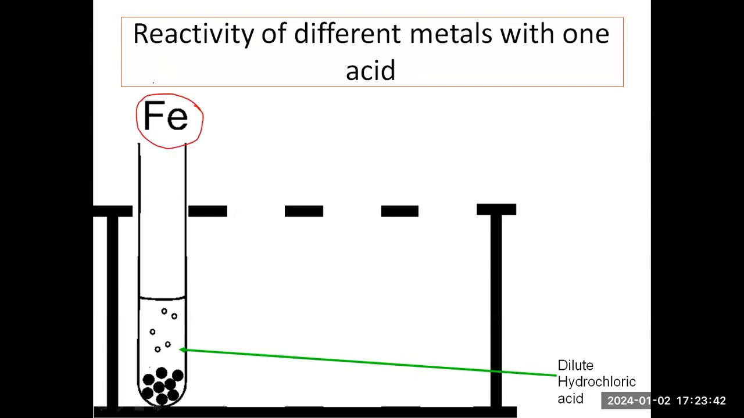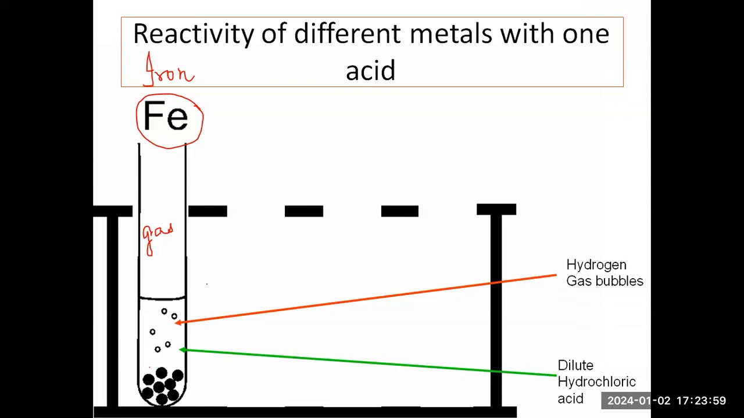I hope everyone knows what is Fe. This is a metal. And in the last slide we discussed, whenever an acid reacts with metal, we get hydrogen gas. So the bubbles are of hydrogen gas. These bubbles are of hydrogen gas, right? So this test tube is there in front of you.